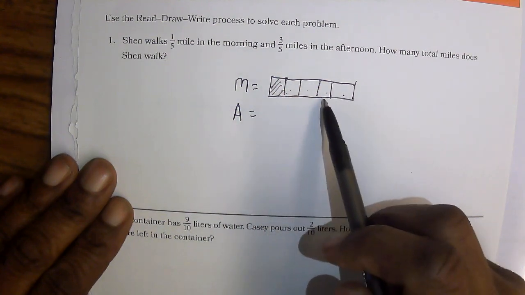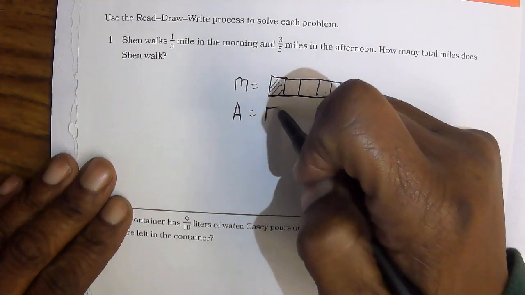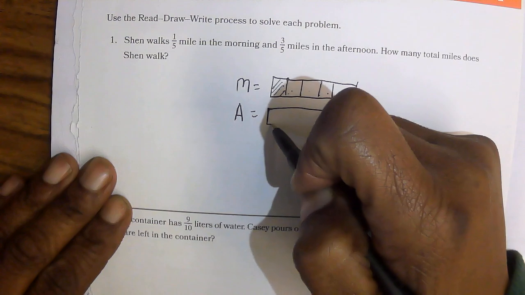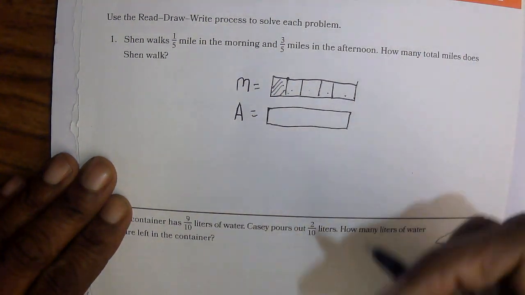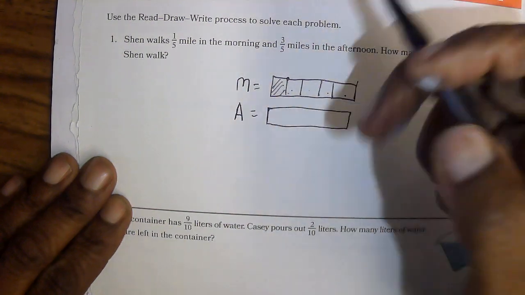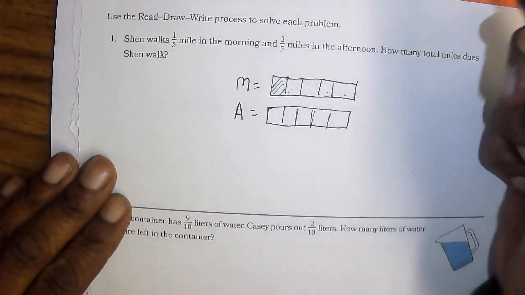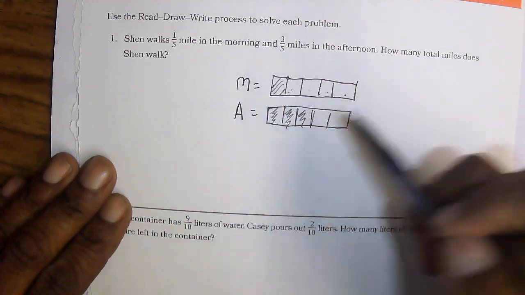So this is 1/5. The afternoon, she walks 3/5. So the tape diagram should be the exact same, because both of them are fifths, my denominator. I'm doing my 4 partitions that give me 5 parts, and I'm going to shade in 3, because she did 3/5 in the afternoon.